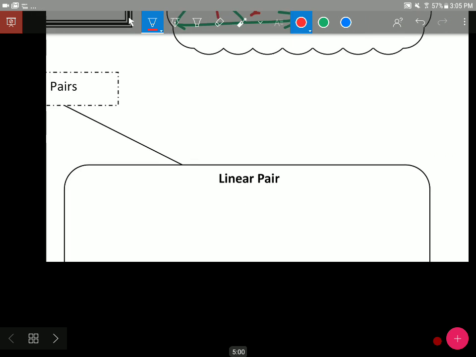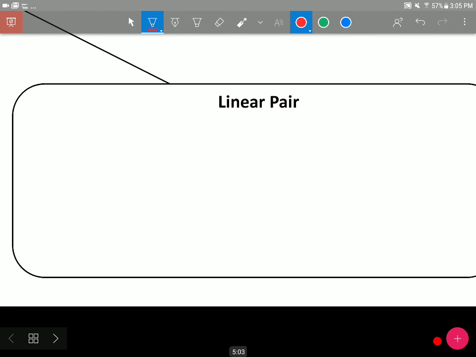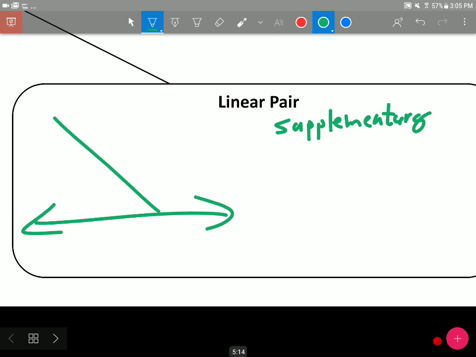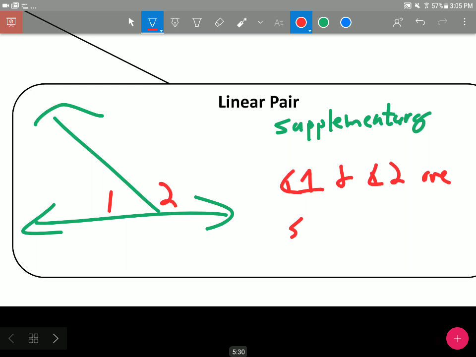A linear pair. We put a linear pair right there because a linear pair are essentially supplementary. They are two angles that add up to make a straight angle. So in this case, angle 1 and angle 2 are a linear pair.